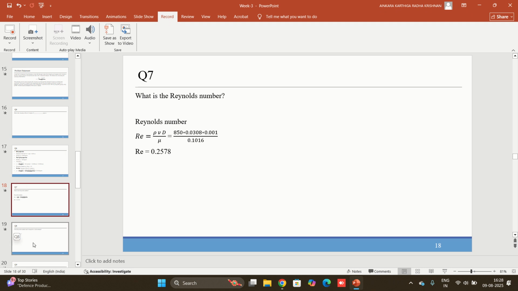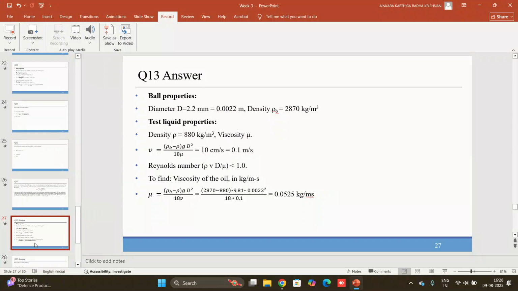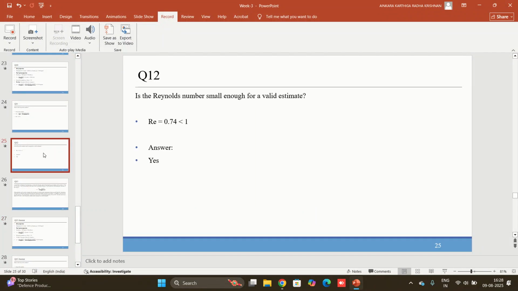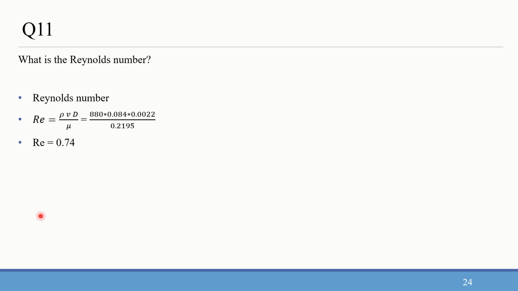The diameter of the particle played a role, so that's why the difference. Anyway, the Reynolds number here is comparatively higher than the previous problem. So what is the Reynolds number? We are calculating the Reynolds number.